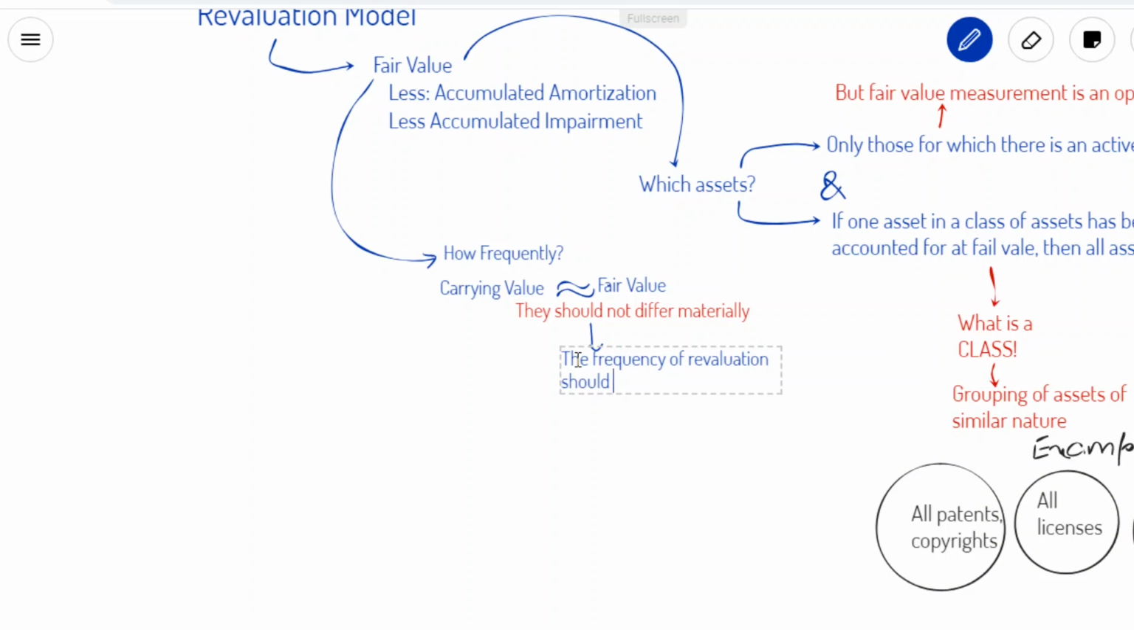So the frequency of revaluation depends on how volatile the price of that asset is. If that asset price changes very frequently, in that case we would have to revalue it every year. However, if the price of that asset is stable and doesn't change very much with time, in that case we can revalue it more sparsely, say 2 years later or 3 years later, depending on the volatility of that asset.